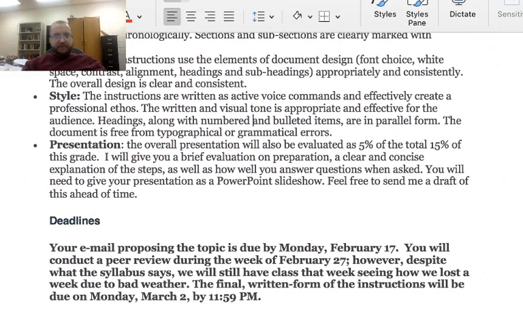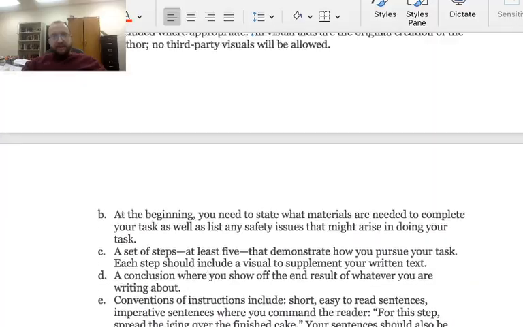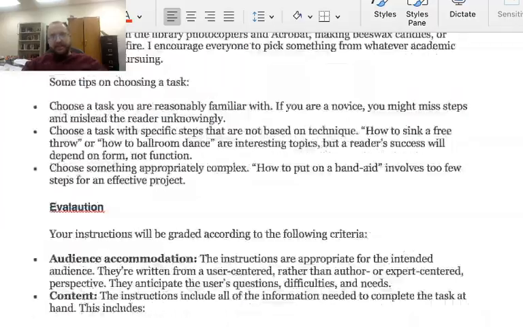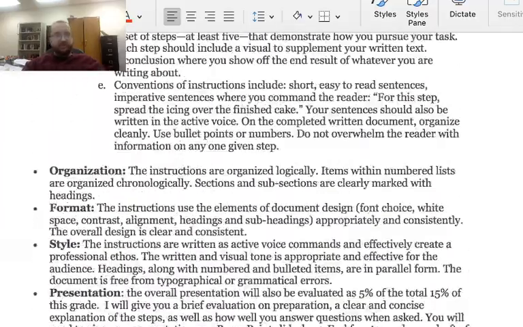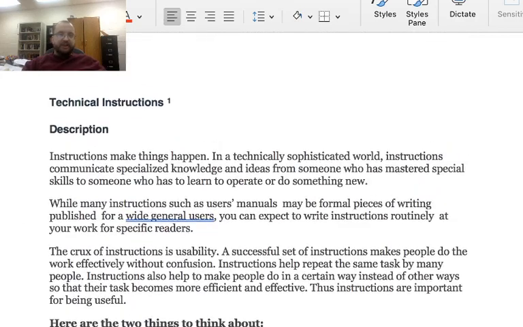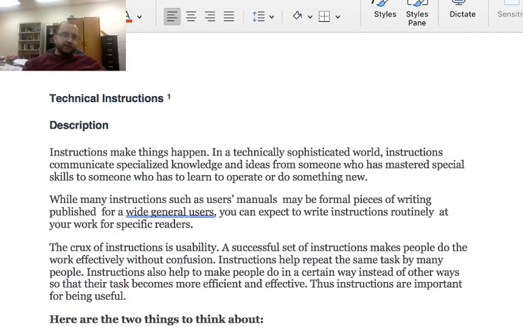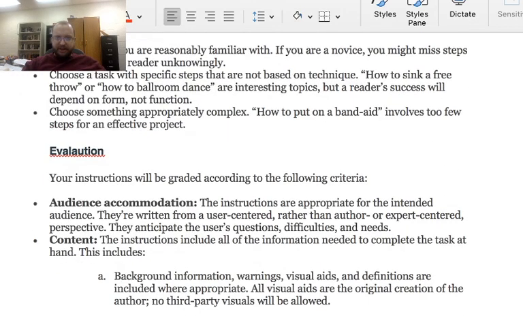And then, of course, the deadlines are here spelled out as well. If you're taking speech, like I said, you'll just do the speech part. But if you're taking technical writing, you will do the speech before the written document, to kind of see what you're doing, what you need to communicate more on.